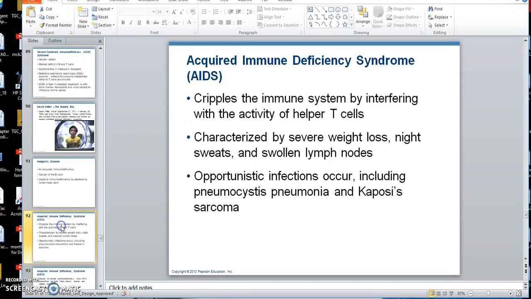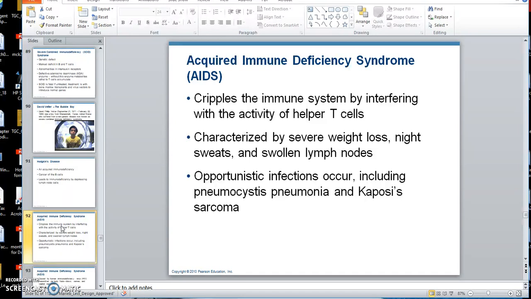Then we come to AIDS. AIDS takes out the T4 cells. Now, I'm not going to get heavy into AIDS. You'll learn it in microbiology. But if you look at my website, I have an AIDS PowerPoint. I'm not going to do that since this is not face-to-face. But AIDS is very debilitating. It takes out the T4 cells.